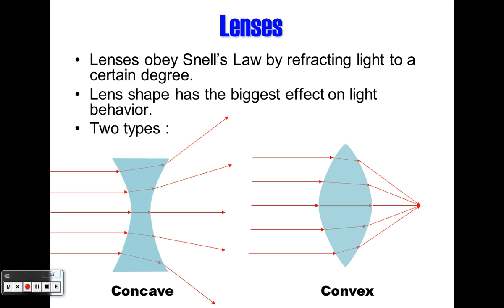Now, isn't this opposite from mirrors? What did a concave mirror do? It focused the light in, remember? Like a satellite dish. And the convex mirror, what did it do? It spread out the rays.